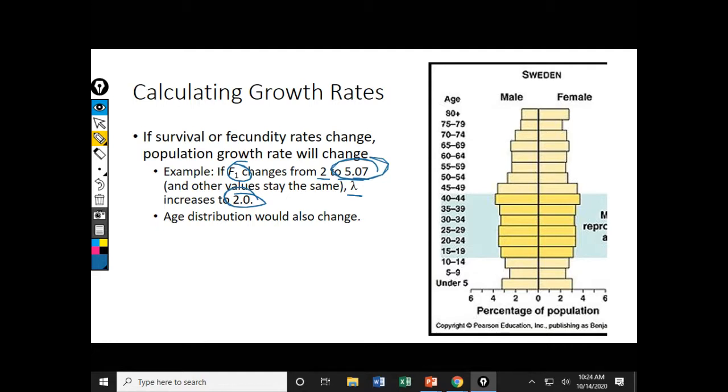And certainly, right, our age distribution would also change, right? If our fecundity changed, we would suddenly have a whole lot more babies. So we would imagine these boxes would be much higher. So you'd have a very bottom-heavy, or a much more triangular-shaped pyramid, like some of the ones we saw the other day.